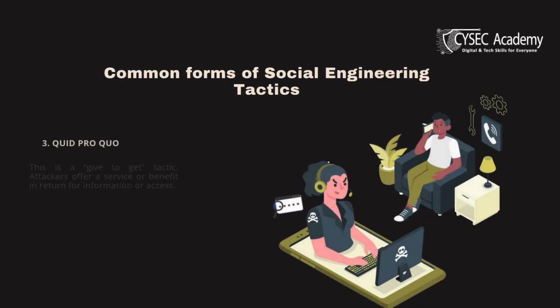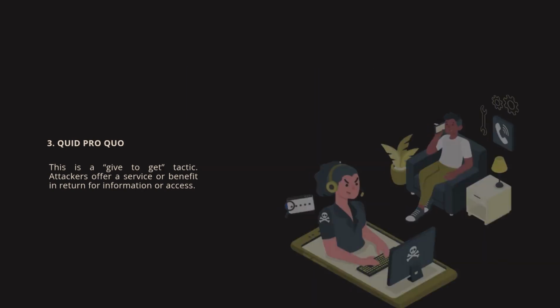3. Quid pro quo. This is a give to get tactic. Attackers offer a service or benefit in return for information or access. For example, a scammer calls claiming to be tech support, offering free troubleshooting. They ask for your system login or remote access under the guise of helping you.